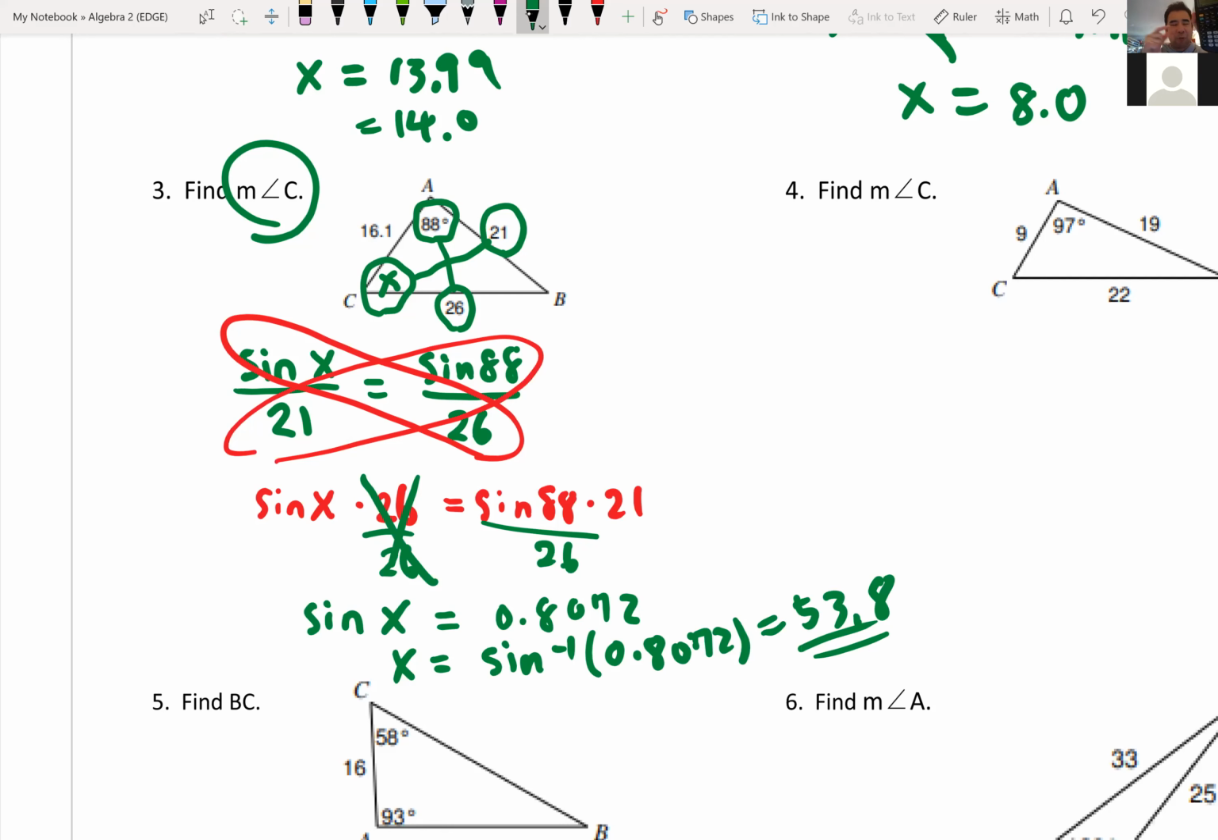Okay. If that did not make sense, the storing button, don't worry about it. Just use 0.8072. Don't just do 0.8 though, because inverse sine of 0.8 is 53.1. That's a little bit different, isn't it? That's 0.7 degree off. It's almost 1 degree off. So you don't want to use that. You want to be accurate about it.